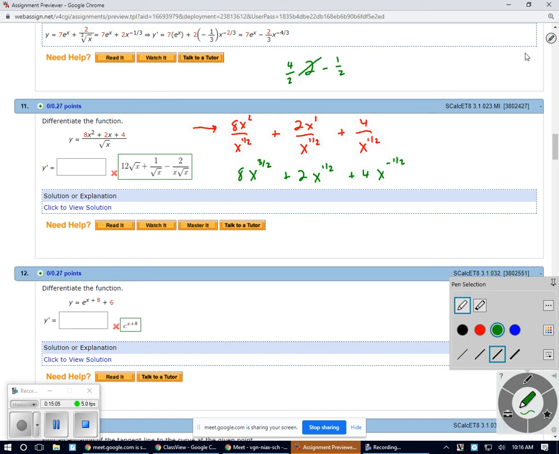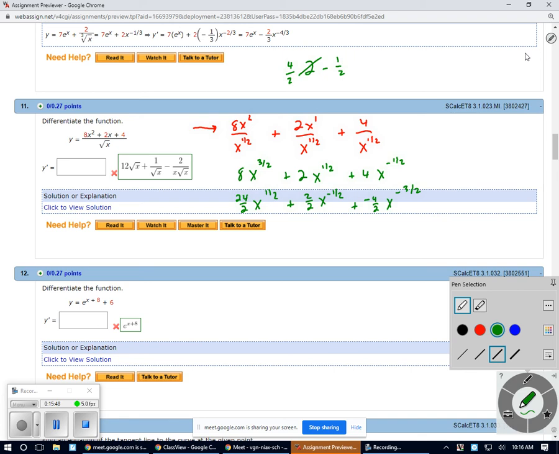So my derivative then becomes 24 halves x to the 1 half plus 2 halves x to the negative 1 half plus negative 4 halves x to the negative 3 halves. Make sure you see where all those come from. 3 times 8 is 24 halves. 2 times 1 is 2 halves. 4 times negative 1 is negative 4 halves. I would clean those up to be 12, 1, and negative 2. I would not change my exponents.